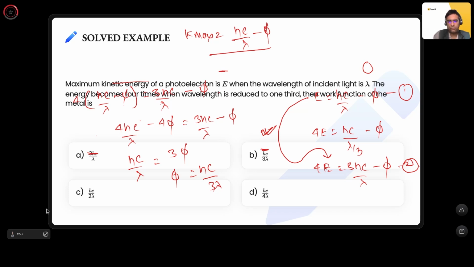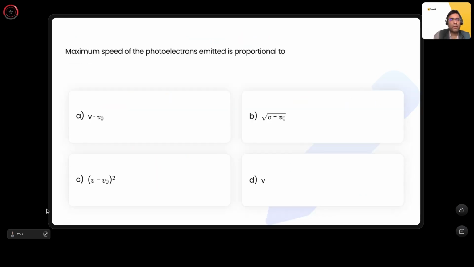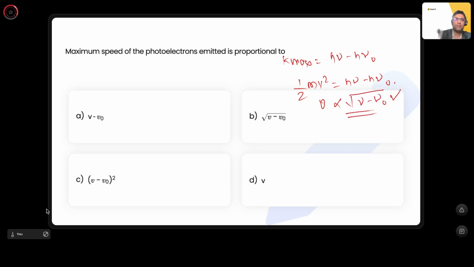Okay. Next question. The maximum speed of the photoelectrons emitted is proportional to. So this is frequency nu. So K max we can write as h nu minus h nu naught. This is the threshold frequency. So half mv square is equal to h nu minus h nu naught. So from here v will be proportional to under root of nu minus nu naught. So again, an easy question. Just have to remember the formula.